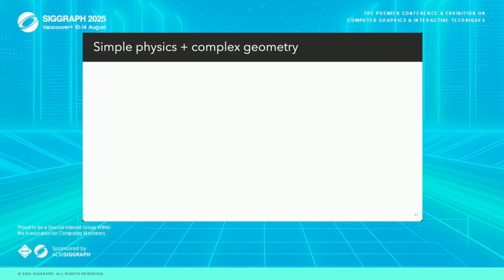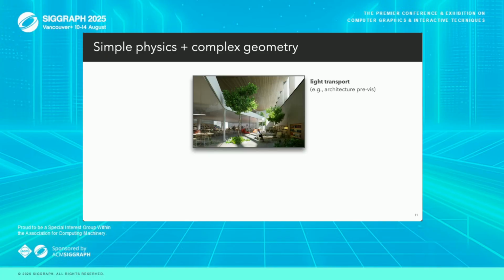So to ground our discussion a little bit and to sort of set the stage for today, I want to talk specifically about problems where you have simple physics and complex geometry. Light transport is already one of these, right? The differential equation it solves, the light transport equation, is very simple. It's linear and first order. But the geometry can be extraordinarily complex.